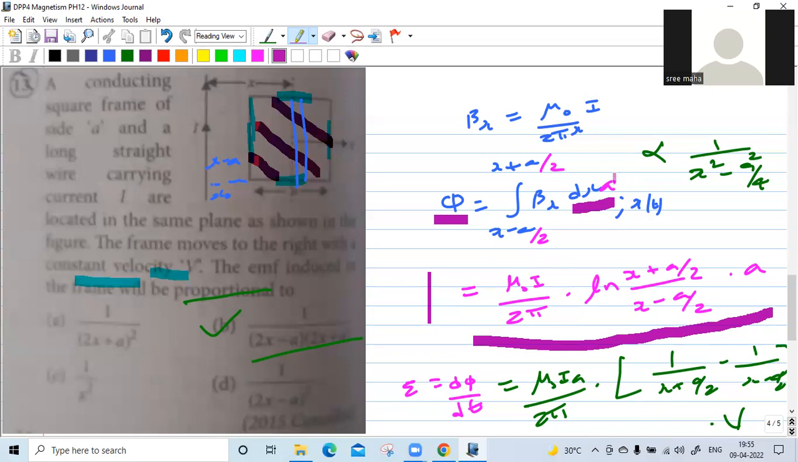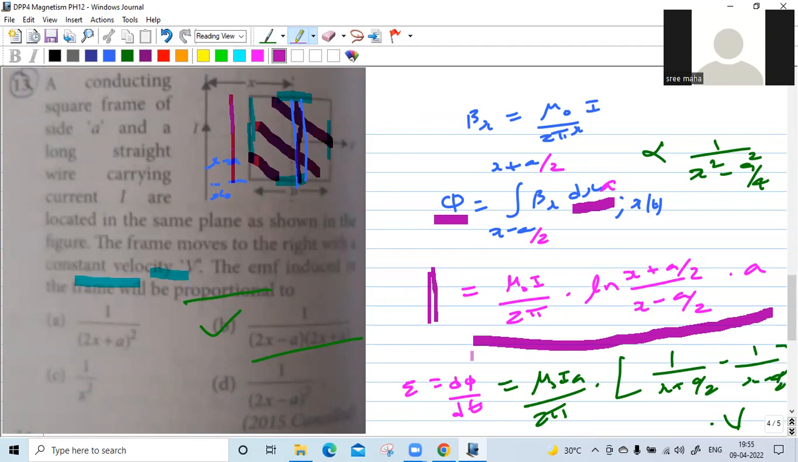The area of this strip is how much? dx into a, right? This length is a and this width is dx. So the area of the strip is dx into a. dx into that field is the flux through this small strip. So to get the total flux, I have to integrate between the limits, and from that we get this expression for flux.